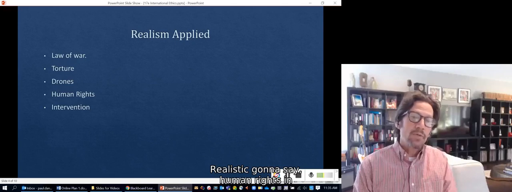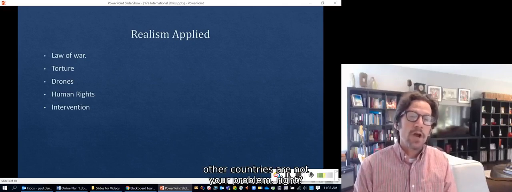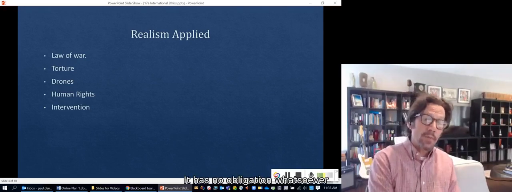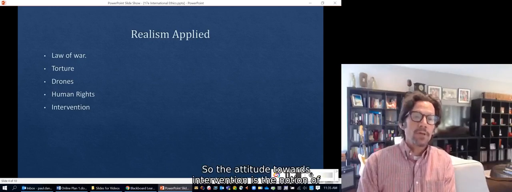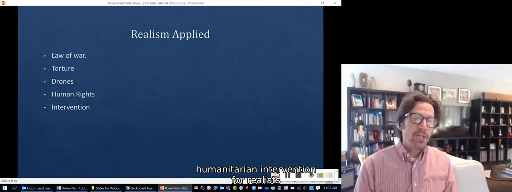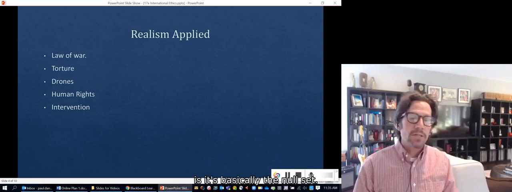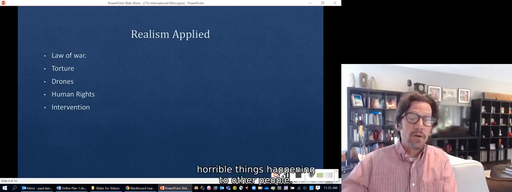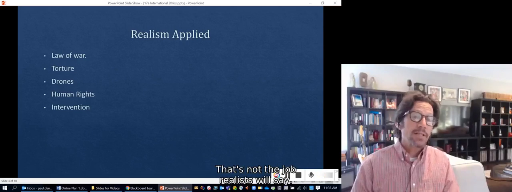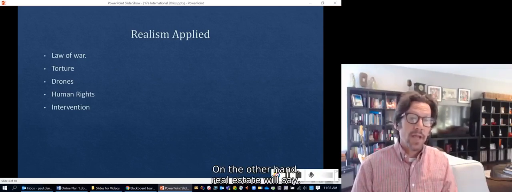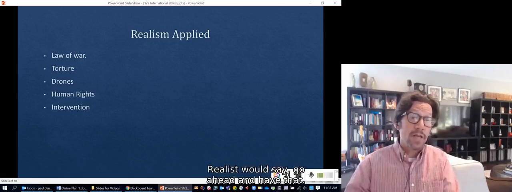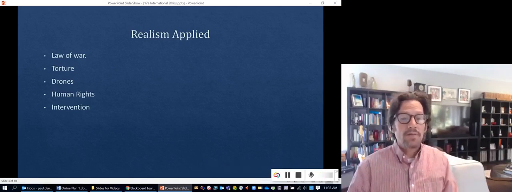Realists are going to say human rights in other countries are not your problem. The job of a government is to meet its obligation to its people. It has no obligation whatsoever to people in other countries. So the notion of humanitarian intervention for realists is basically the null set. We're never, ever required or obligated to intervene to prevent horrible things happening to other people. That's not the job, realists will say. On the other hand, realists will say, if it's somehow in our country's interest to intervene in some other country, go ahead and have at it.